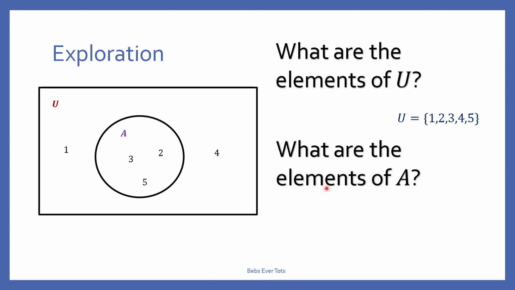Let's have now the elements of set A. Now, let's look at the circle and identify what are the elements of set A. Upon looking at that, we have set A with elements 2, 3, and 5.